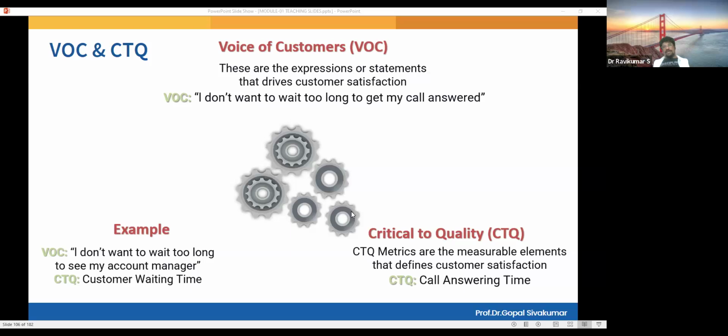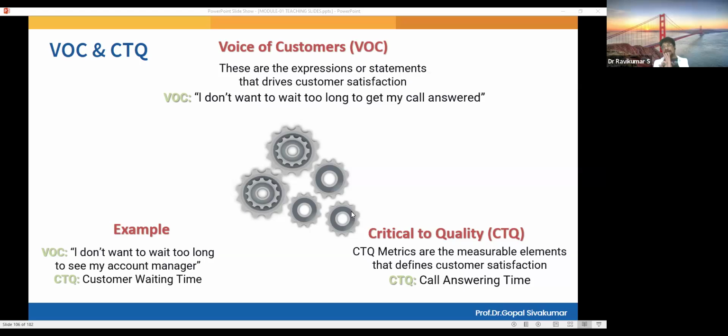So why can't you try to eliminate it? By providing a proper system, by improving the system, so that the waiting time for the customer to meet the accounts manager comes down, and the waiting time on the phone to get the call answered also comes down. Okay, so obviously the customer waiting time and the call answering time are going to be the CTQs in these examples.